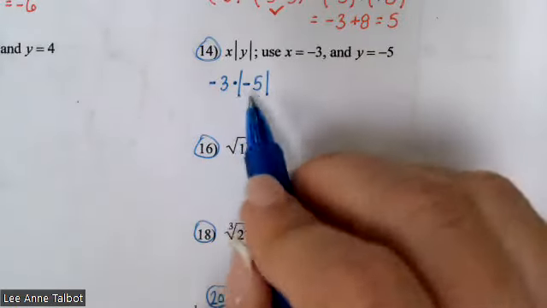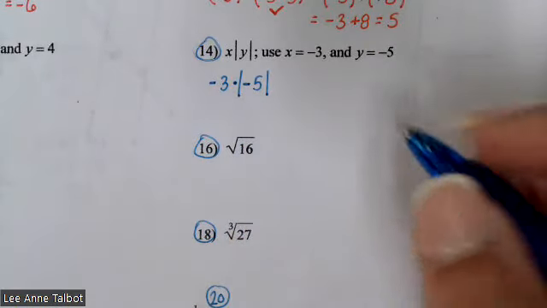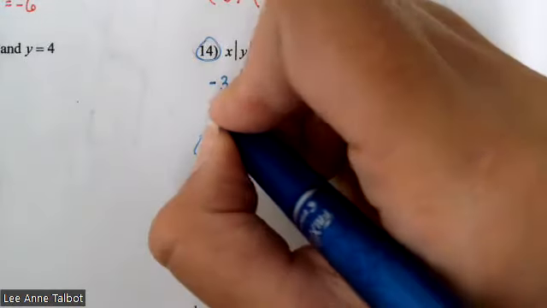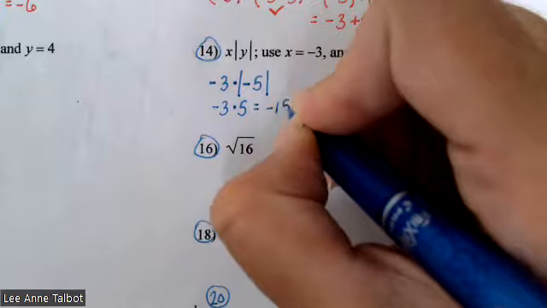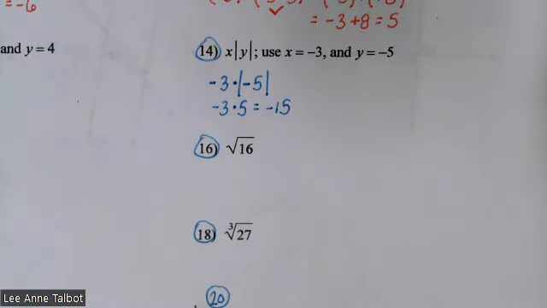Okay, so first I do the absolute value of -5, which is +5. So -3 times +5 is -15. Any questions about that one? How'd we do? Did you recognize that it was multiplication is my question. Anyone? No one? What do you think it was?